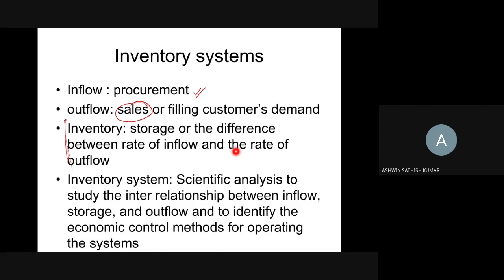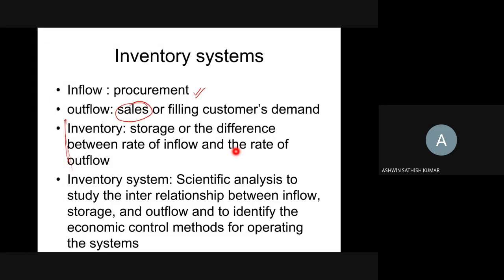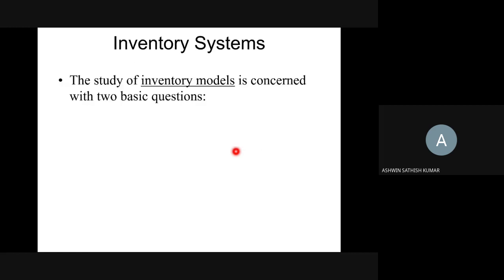Here we have the three processes. So in the inventory system, we analyze statistically, scientifically, mathematically the interrelationship between inflow, storage, and the outflow, and identify the economic control method for operating the system. Means how much we should procure, when we should procure, what item we should procure, how to store. All these come under the optimal control method.